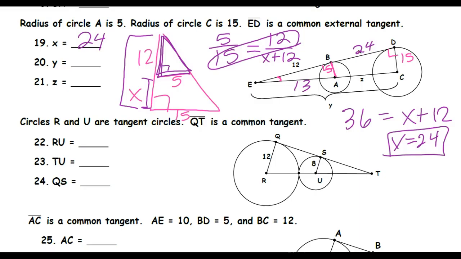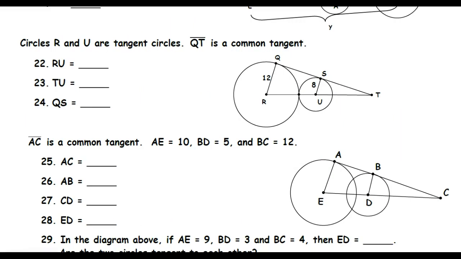Okay, all right, what else? R and U are tangent circles. What do you think that means if a circle is tangent to a circle? They intersect one time, they meet at one point. So their meeting here is pretty much telling us there's no overlap. So we actually know the length of RU. What is it? 20.